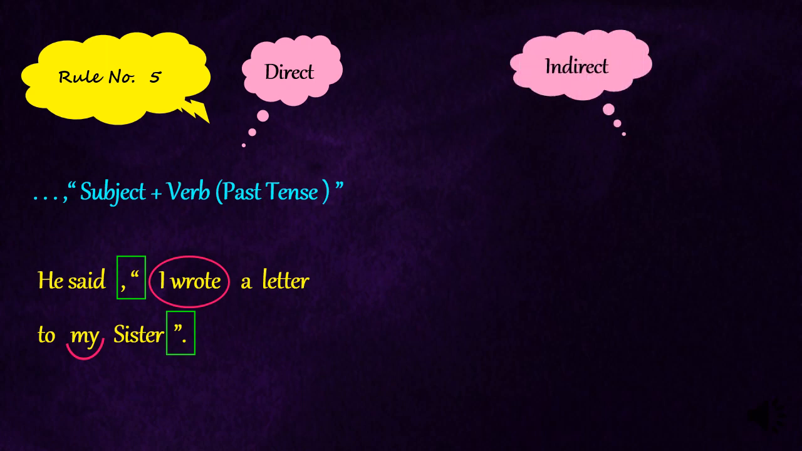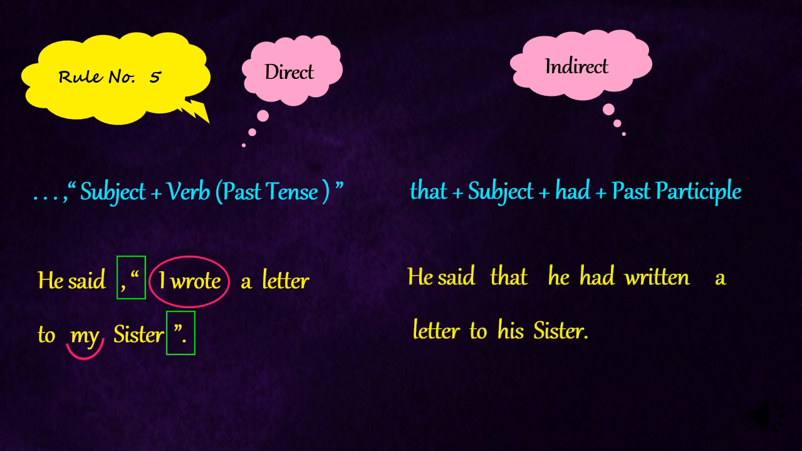Now in indirect speech, the template of the sentence will look like this: "that" followed by the subject and verb, but the verb will be "had" plus the past participle. So, to make it more clear, let's write the answer. He said that he had written a letter to his sister. To look more closely, what are the changes that I have made here? "He said," comma, open quotes I've removed and substituted with "that." "I wrote" is written as "he had written," and "my" has been changed to "his."